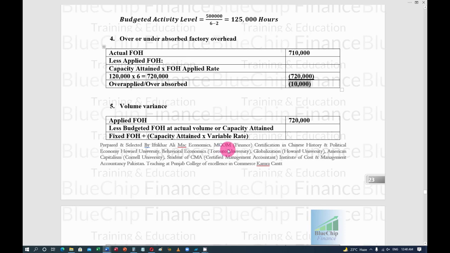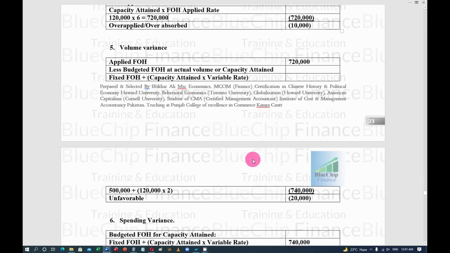Fifth requirement is to calculate volume variance. Volume variance is equal to applied FOH, which we already calculated here, 720,000, less budgeted FOH at actual volume or capacity attained, which is always equal to budgeted fixed FOH plus capacity attained multiplied by variable rate. Your budgeted fixed FOH, we already calculated, is 5 lakh. Your capacity attained is 120,000 hours and variable rate is 2. So 7,40,000. So 20,000 minus is your answer, that is unfavorable.